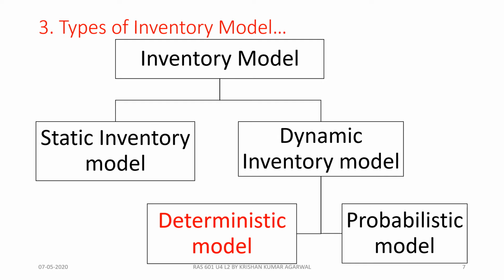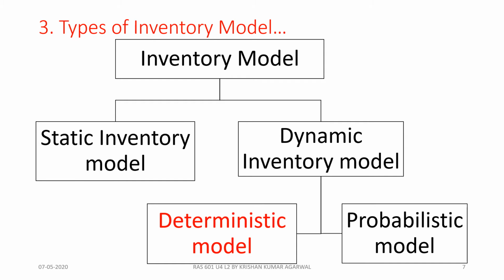Whereas when we talk about dynamic inventory model, these are the models in which the demand of the commodity changes with change of time, and so these models are named as dynamic inventory model. The dynamic inventory model can be further subdivided into two categories, that is deterministic model as well as probabilistic model.